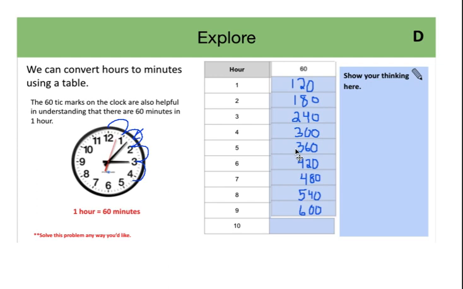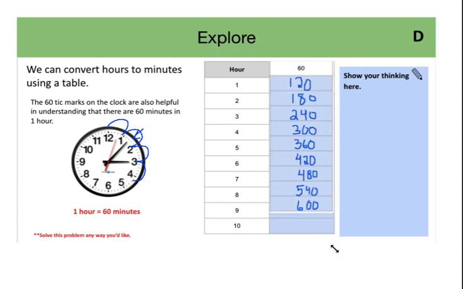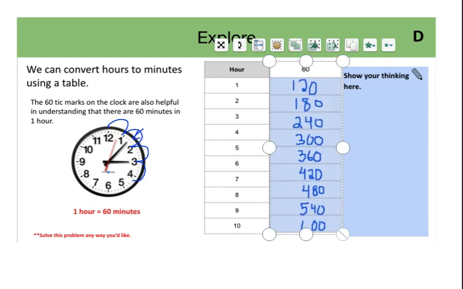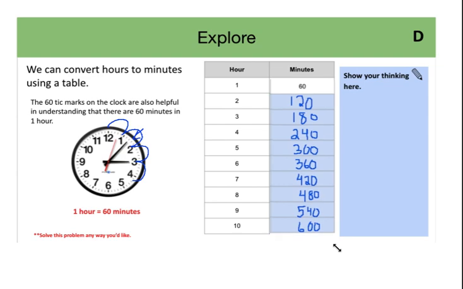All right, so let's see if we can match up our answers here. What did you guys get for your answer? Did it kind of match up here? Hey, what do you notice about the previous numbers we plugged in and the numbers that we plugged in for minutes? Yeah, they were the same, right?